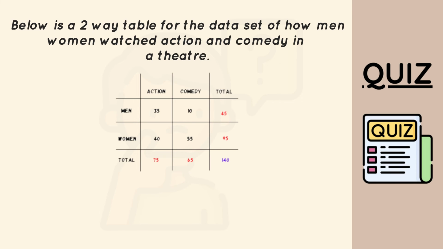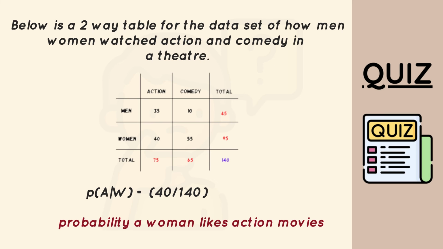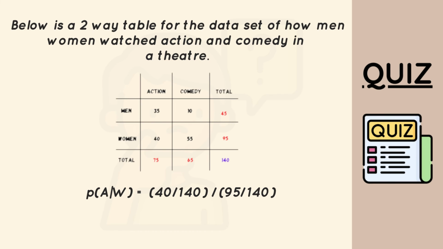So when we slot this into our calculator, we have P(A|W) equals 40 divided by 140, which is the probability that a woman likes action movies, divided by 95 divided by 140, which is the probability that a woman is chosen. When we do the math, we have 40 divided by 140 times 140 divided by 95, which gives us 8/19. And when we convert this to a decimal, our answer is 0.421. That is approximately 42.1%.